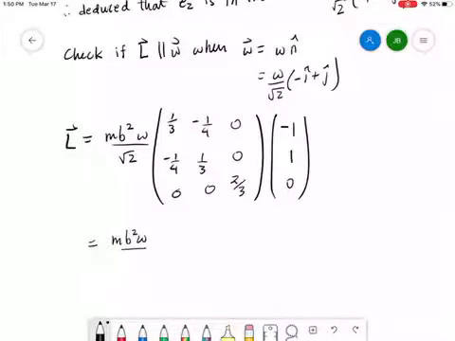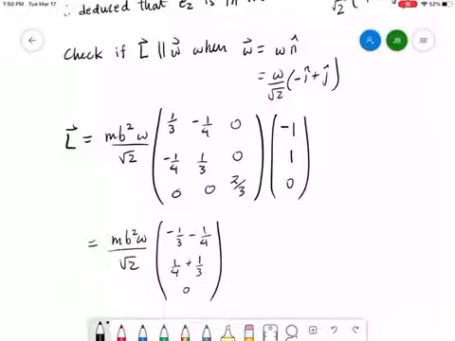mb squared omega over root 2. And so we get minus a third plus minus a quarter. And for the second component, we have minus a quarter times minus 1, so that's plus a quarter, plus 1 times a third, plus a third, and then we get 0. So let's see, a quarter plus a third is 3/12 plus 4/12, 7 over 12.